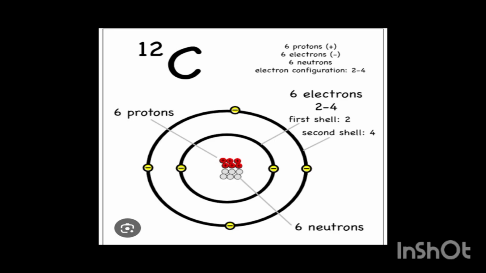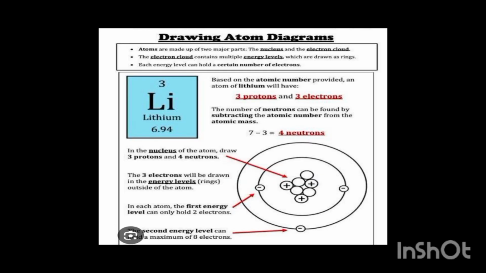So 6 electrons in total: 2 in the first shell, and in the second shell we have 4. As a whole we have 6 electrons. So 6 protons, 6 electrons, 6 neutrons. The electronic configuration: the K shell has 2 and the L shell has 4. So 2 and 4.